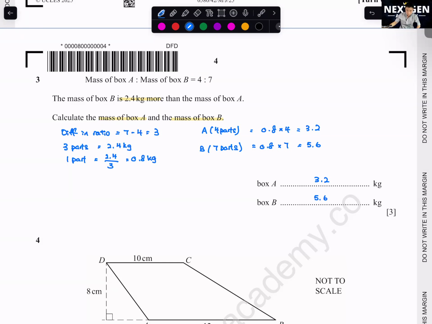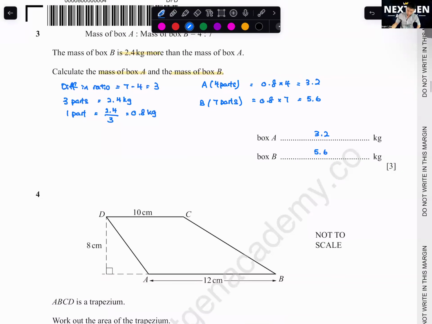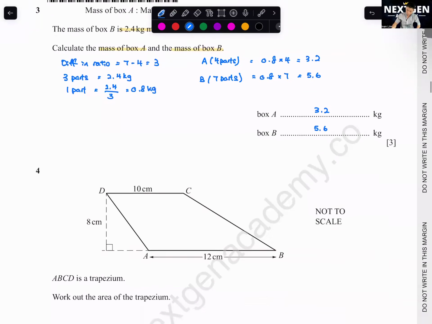Okay. For ratio, do you need to do it all in one step? If some of you stumble across the mark scheme, you see they make it all into one step. Not necessary. I'd rather you understand and break it down part by part. Easier for you to understand like this. Always find one part, then after that, find how many parts they are asking you to find. Okay, cool. Those of you who were asking just now, question 3. All right, let's go to question number 4.